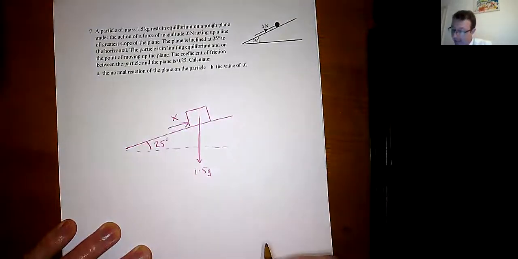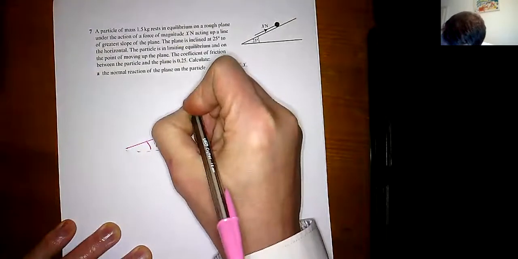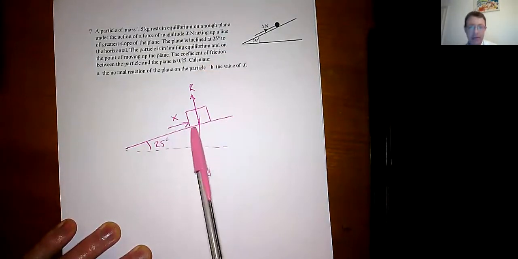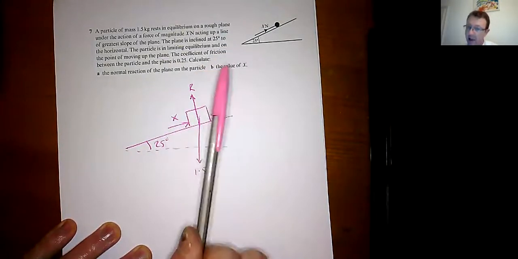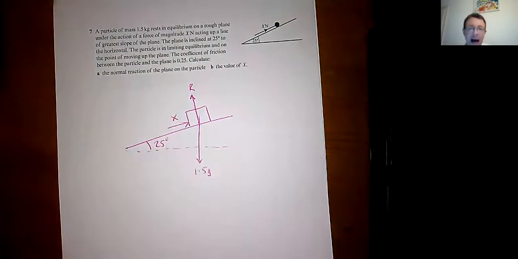Okay. What else is there? There's a normal reaction force. Now that is at right angles to the plane. Okay, so it's not vertical, is it? It's at right angles to the plane, so it's going up at that angle. Okay, and then the other force that's on it is friction. Now, friction opposes the motion.